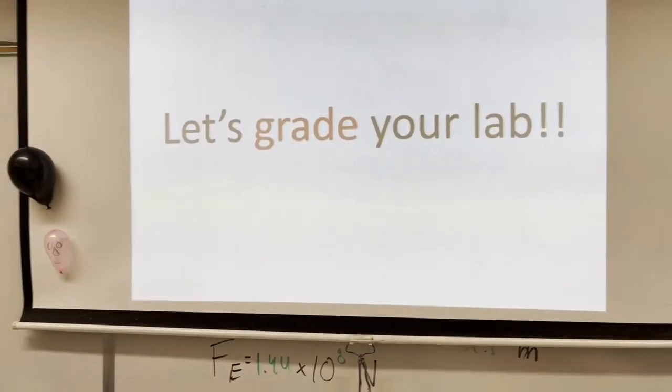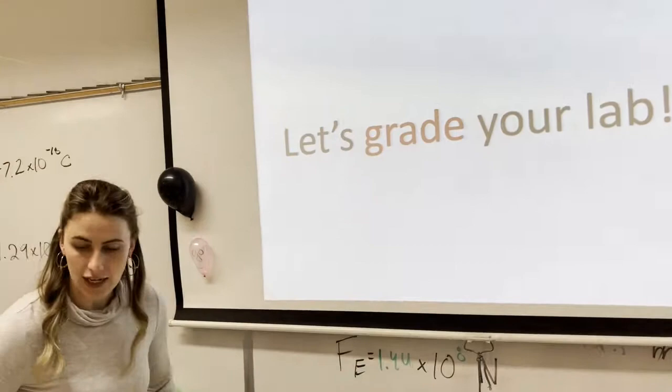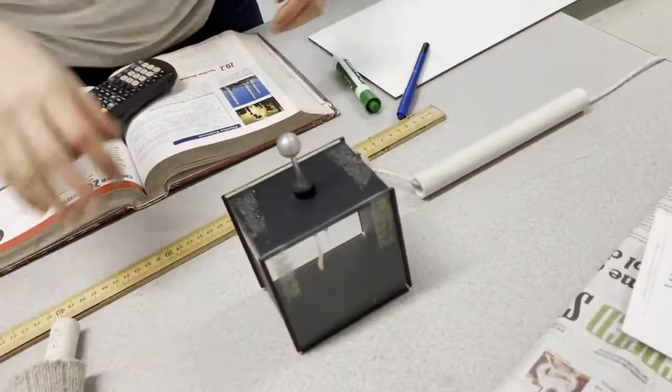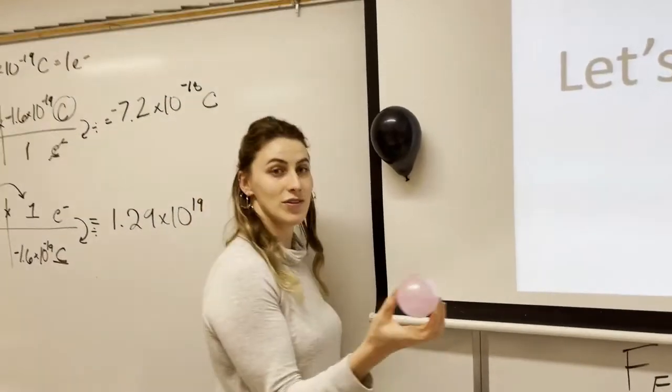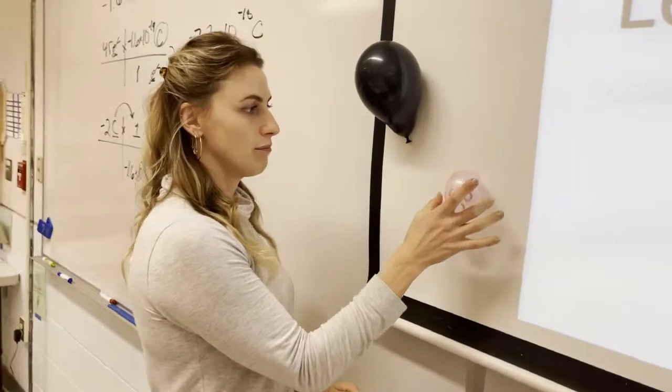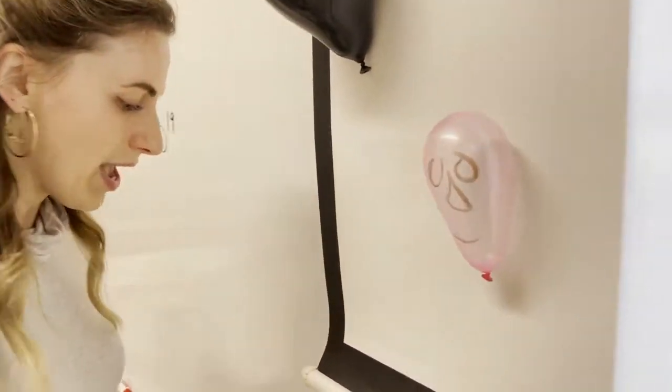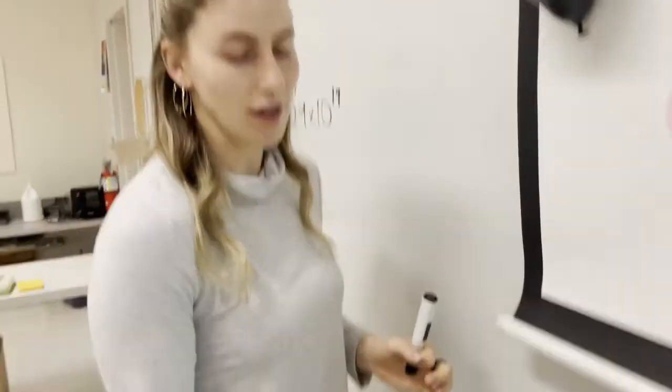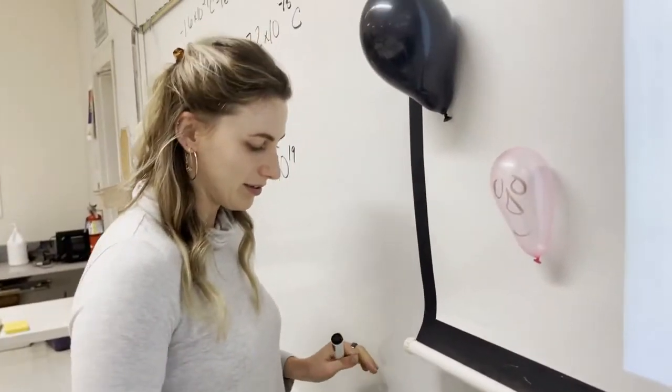What's next? Let's grade your lab. Okay, so we're talking about the electroscope lab right here. This little guy. And Mr. Boykin went and bought us some cute little balloons. Okay, check this out, you guys. So here's our balloon. Doesn't that stay on way better than this guy? Like, look at this. He's barely even staying on anymore. I can't even be bothered. Get out of here.